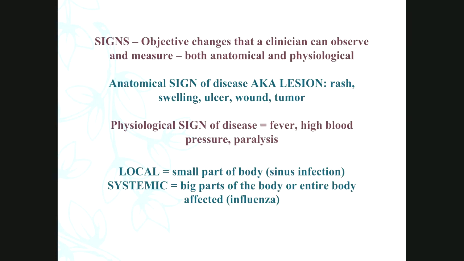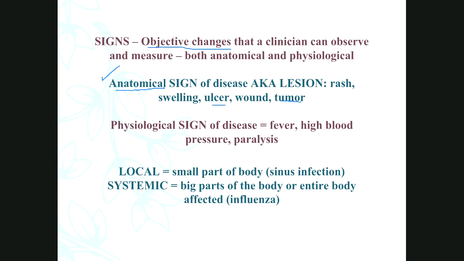A sign has objective changes. So what is a sign? Where you can observe and measure this. You can measure it anatomically or physiologically. So what's an anatomical sign? This is where we could see a lesion. We could look at a rash. We could also see and palpate swelling. You could see a wound. You could palpate a tumor. You could see an ulcer. So these are anatomical signs, or objective. You can actually see this.